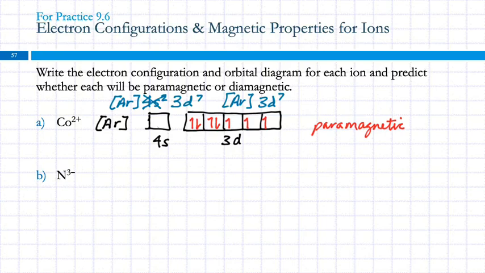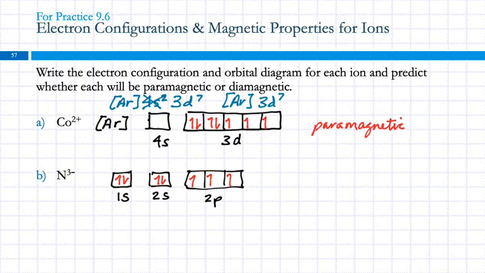Let's do nitrogen. Well, is there really any point in doing the noble gas since it's helium? We'll just draw the box. There's 1s and 2s and 2p. And the atom has how many electrons? 7. 1, 2, 3, 4, 5, 6, 7. And so the electron configuration for the atom would be 1s2, 2s2, 2p3.